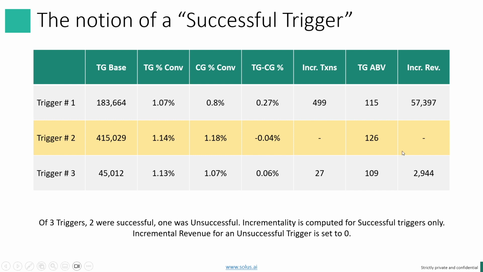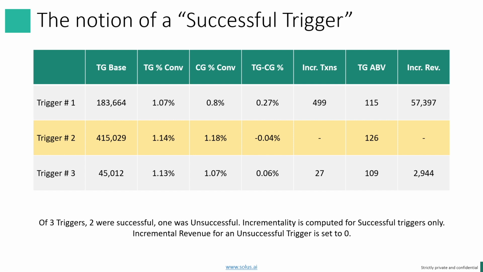So what you end up with is, if you have multiple triggers, there's some triggers that are successful, which means TG is greater than CG. There's some triggers that are unsuccessful, and for those triggers, you set the incremental revenue as 0. For the others, you carry on with the same computation that we showed in the previous slide.